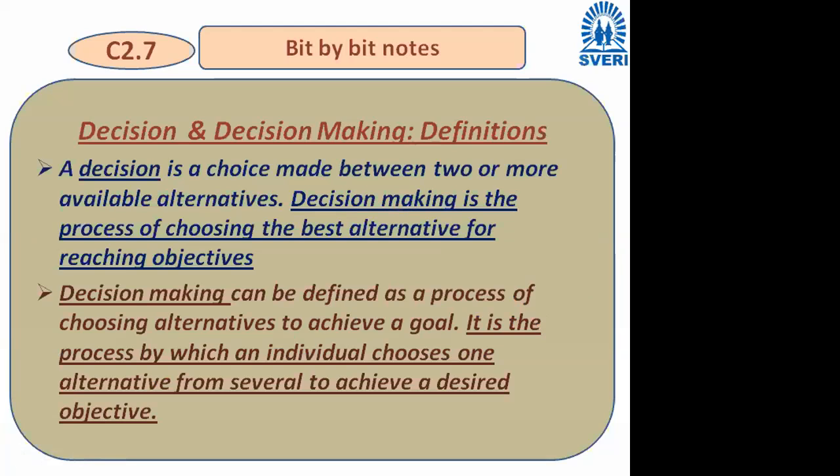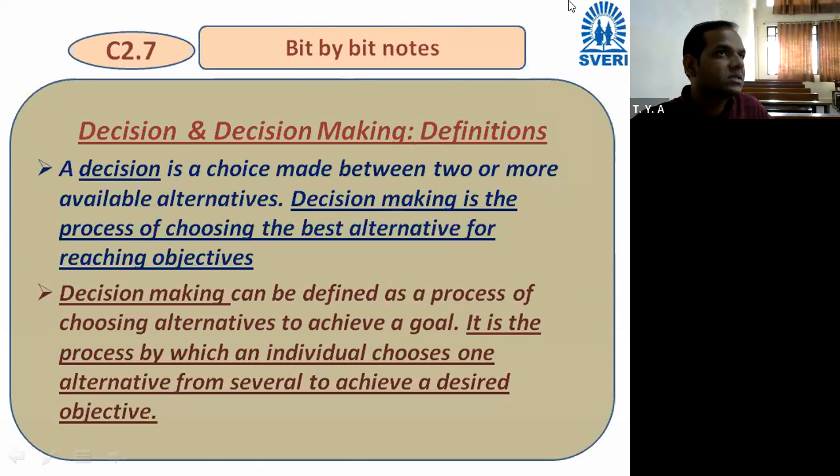Decision making is one of the essential parts of planning. Let us discuss the meaning of decision making, and how many elements decision making has. Decision making is something you do in your daily routine. So let us discuss one by one. Decision is a choice made between two or more available alternatives. You have four, five options and you have chosen one. So in this process, you have taken the decision. Decision making is the process of choosing the best alternative for reaching objectives.